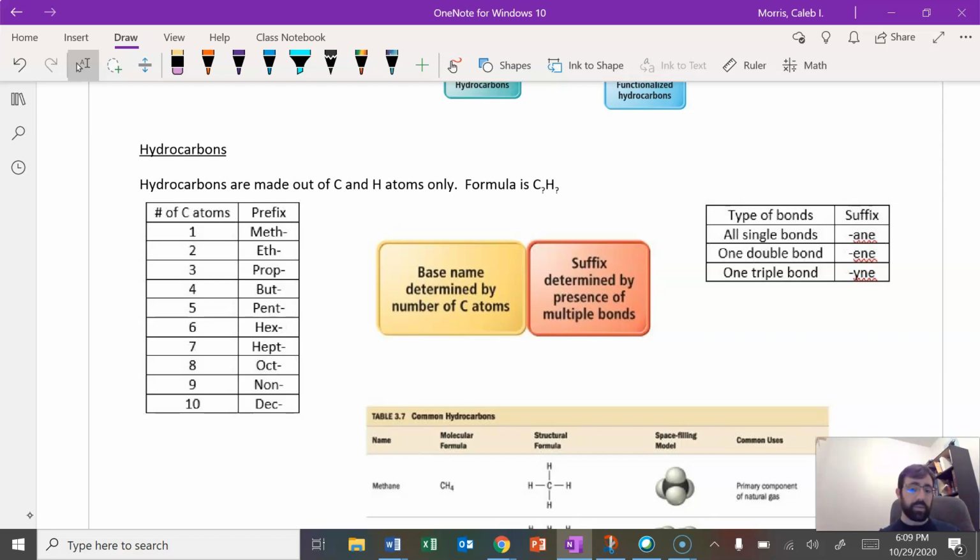Now the suffix is determined by the presence of multiple bonds, whether they're single bonds, double bonds, or triple bonds, generally by the highest number of bonds. So if it only contains single bonds, it's going to end in ane. We call those alkanes, by the way. So methane only has single bonds. Ethane only has single bonds. And then if they have double bonds, it ends in ene. Those are called alkenes. So it ends in ene. You know that means that there's at least one double bond in the compound. And then if it's got at least one triple bond in the compound, the ending will be ine.